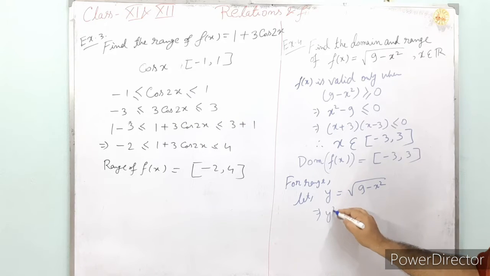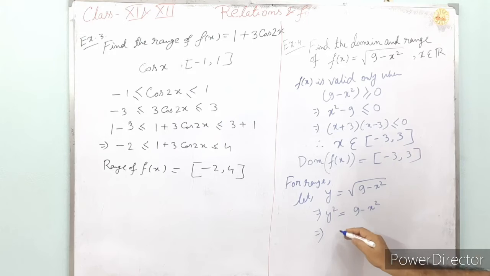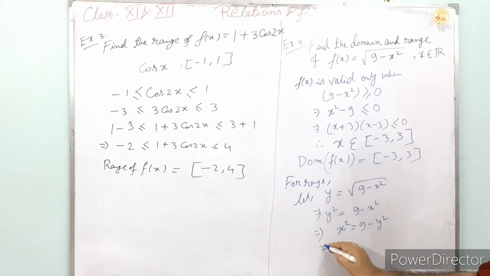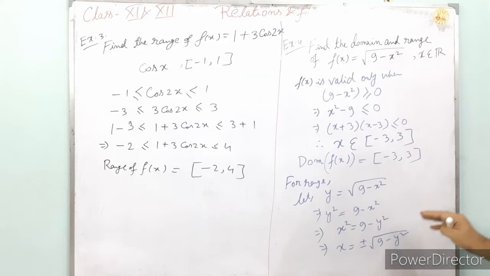That means y square equals 9 minus x square, and that means x square equals 9 minus y square, and so x equals plus minus root over 9 minus y square. Up to this it is okay. Now we are finding the range. So x equals plus minus root over 9 minus y square.